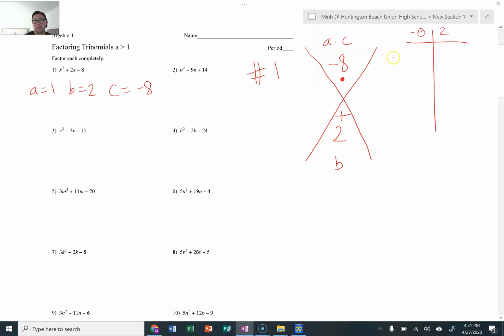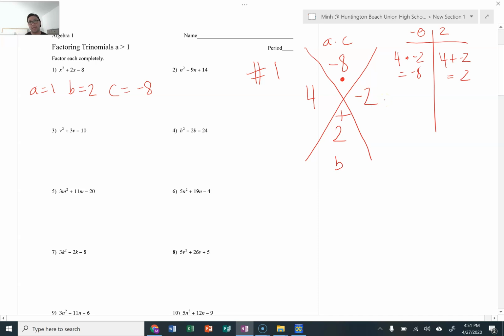Just doing a couple of tries. Let's go 4 times negative 2. Well, that gets me negative 8, which is good. And then 4 plus negative 2 gets me positive 2. So those two numbers work out. So we have our 4 and we have our negative 2 on the other side.